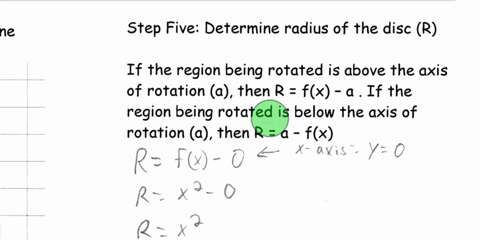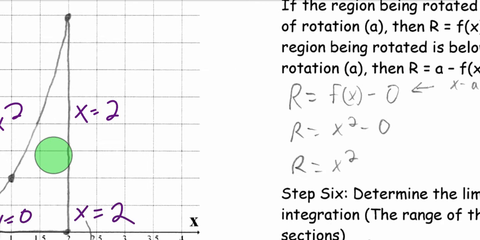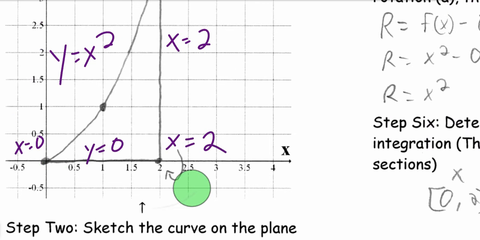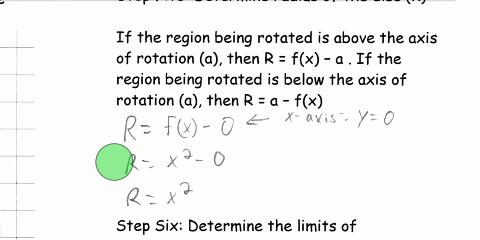However, if the region being rotated is below the axis of rotation a, then it would be a minus f of x. So suppose our curve was below what we're rotating about, y equals 0. Suppose it was negative x squared. Then our radius would be 0 minus negative x squared, which of course would give us positive x squared. So keep that in mind when determining your radius, this simple formula will tell you whether to do a minus f of x or f of x minus a. In this case, it's f of x minus a, so our radius is going to be x squared.